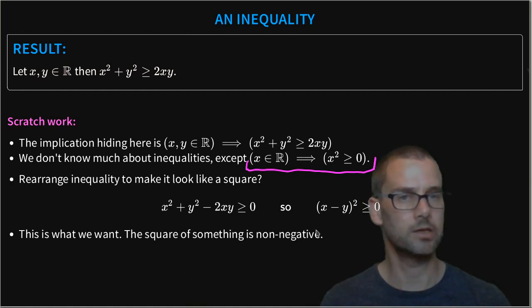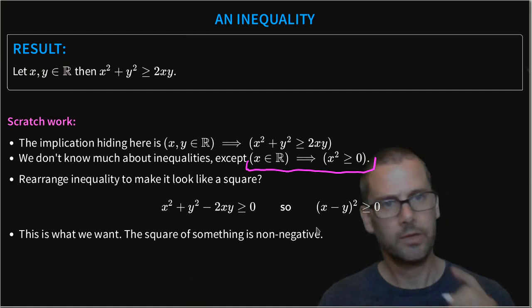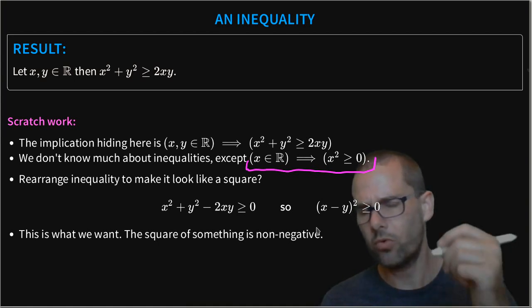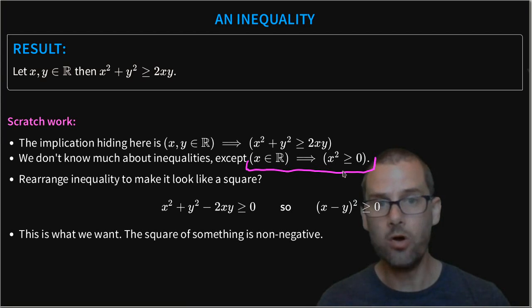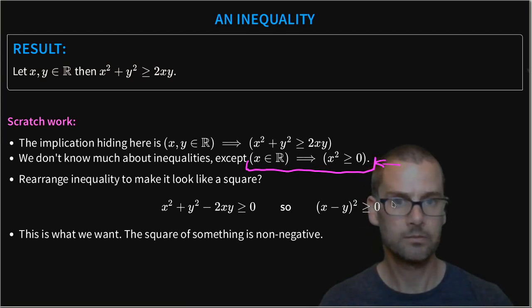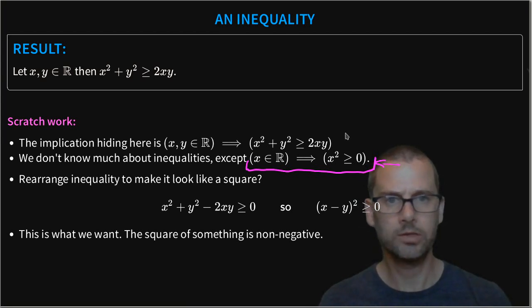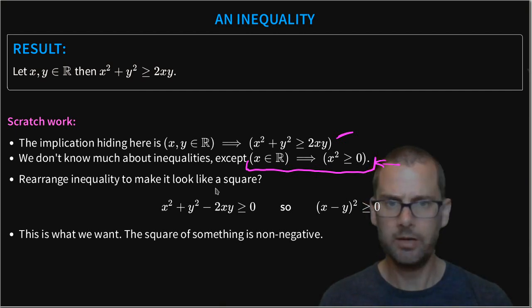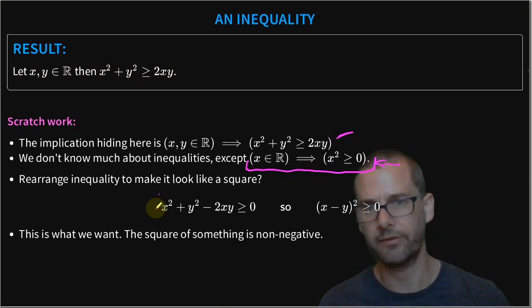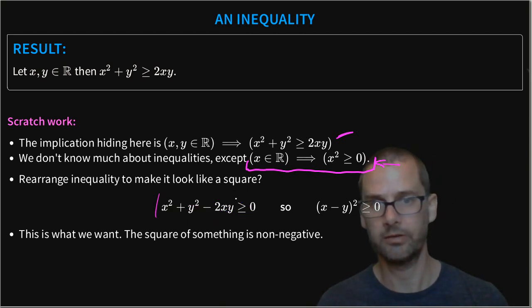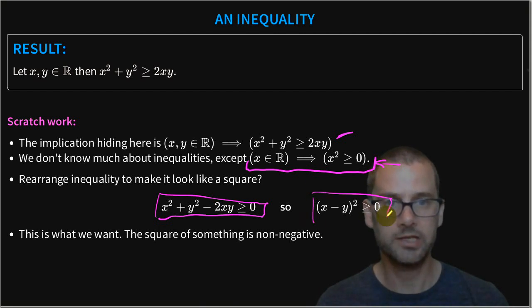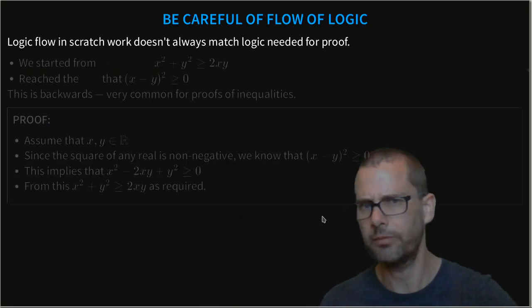The square of something is non-negative. But let's be careful here. The order of logic that we've just used is kind of backwards. I know this fact, and I want to prove this fact. But in my working here, I've started from essentially what I want to prove, though I've boxed that very badly. I've started from what I want to prove and reached something that I know to be true. So it's kind of backwards. So let's be careful with that.